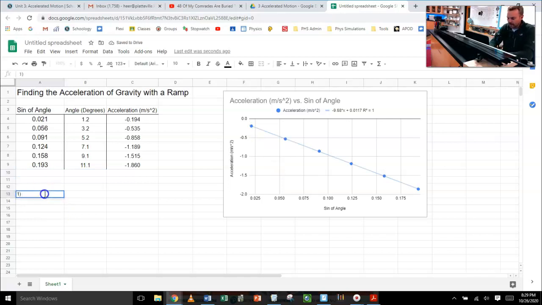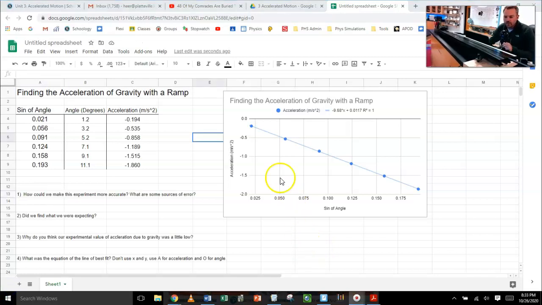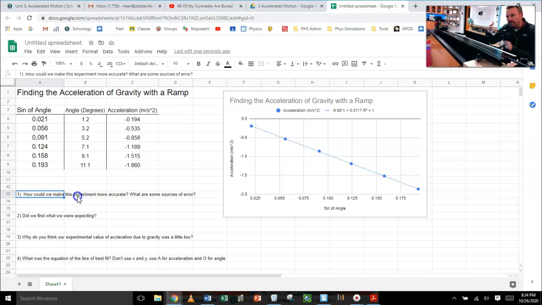Question 1. So these are the questions that I want you guys to answer in your sheet. How could we make this experiment more accurate? What are some of the sources of error that you maybe saw that I was doing that we could make this a little bit more accurate? Did we find what we were expecting? Well, why did we do this experiment in the first place? And did we find it? Why do you think our experimental value of acceleration due to gravity was a little bit low? Do you have any ideas why that would be?